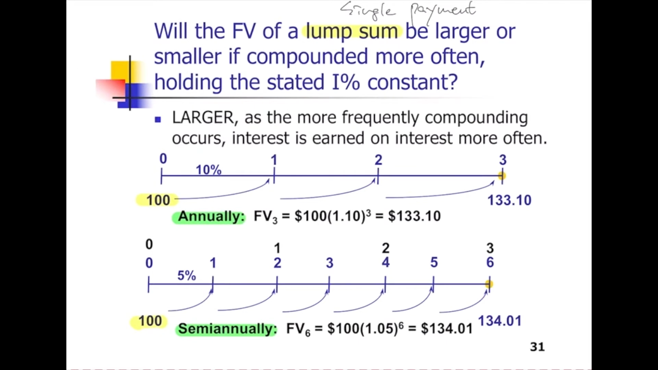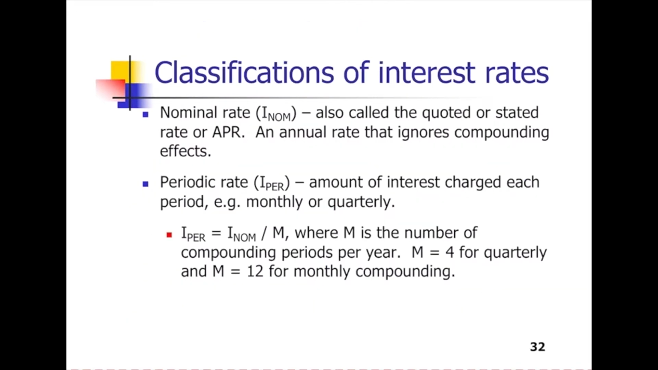Before solving this problem, we should know the classification of interest rate. This slide shows the two types of interest rate. The first one is the nominal rate. It means the annual rate that ignores the compounding effect. We also call this the quoted rate or stated rate or APR, annual percentage rate. And the second one is the period rate. It means the amount of interest charged each period.